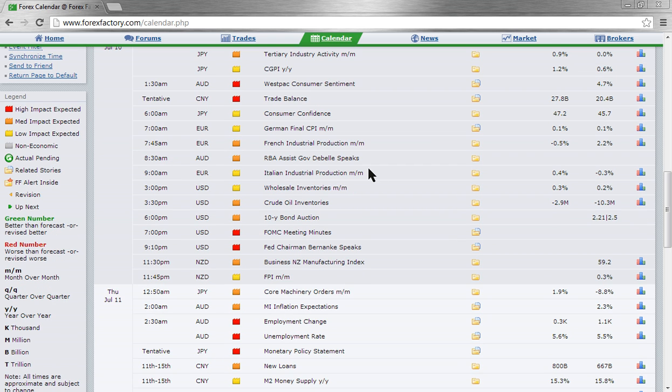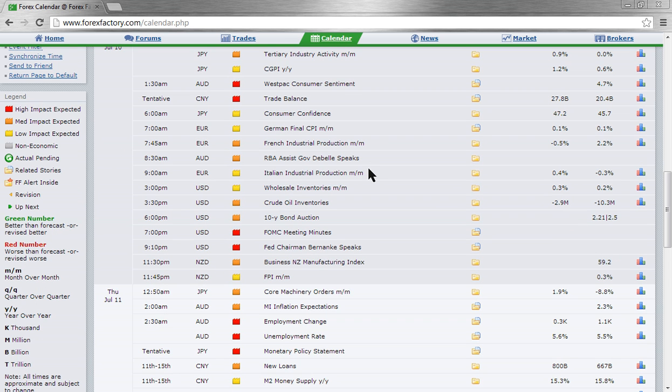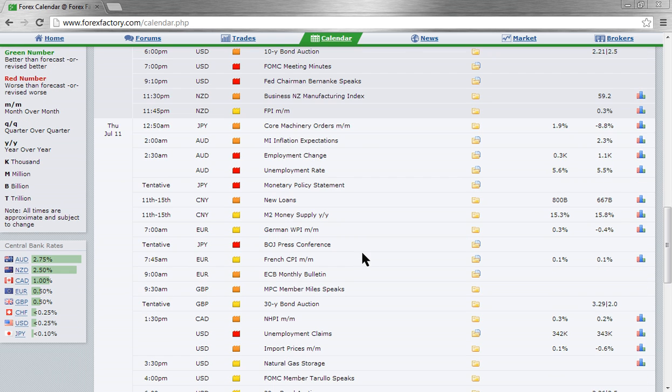In terms of headline, though, you have the FOMC minutes at 7 PM tomorrow, and of course Bernanke speaking as well. So that'll be very interesting to see what they say about the interest rates and about the tapering. It could get quite volatile there. On Thursday, we have some more Australian data overnight. And also the Japanese BOJ press conference as well.